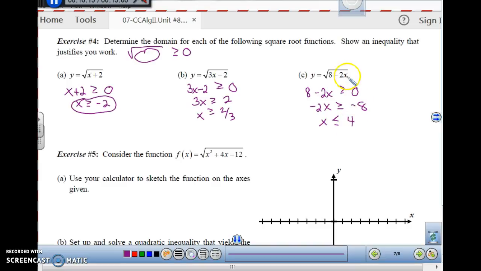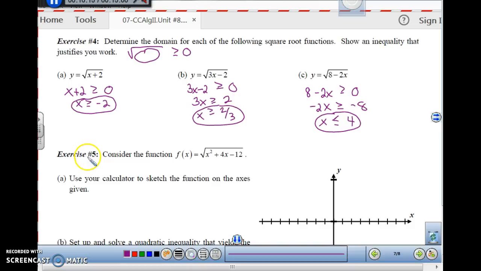All right, so if I plug in 4 here, it's going to give me 0, which works. If I plug in 5, it'll be 8 minus 10, which is negative, so that doesn't work. But if I plug in 3, 8 minus 2 times 3 is 6. 8 minus 6 is 2. That is a real number. So x would have to be less than or equal to 4.